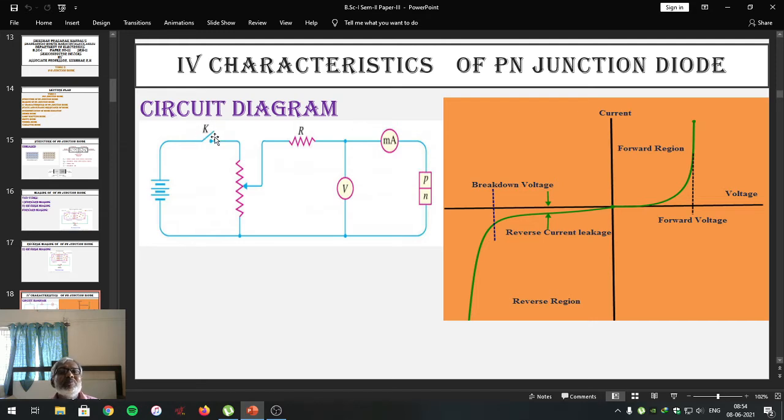When the key is closed, the power supply is connected to the PN junction diode. Naturally, we are aware that simply connecting the power supply doesn't allow current to flow through the PN junction diode, even in forward bias condition. This is because the PN junction diode possesses a barrier potential of the order of 0.2 volt or 0.6 volt. The PN junction has a depletion layer that separates the P region and N region. It has high resistance.